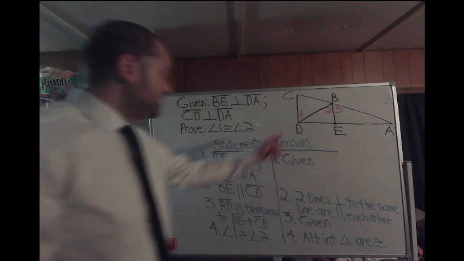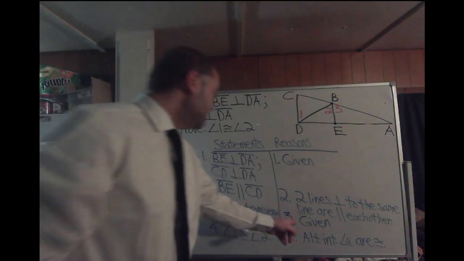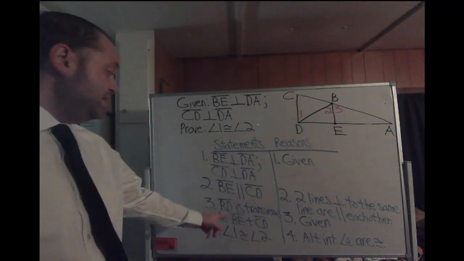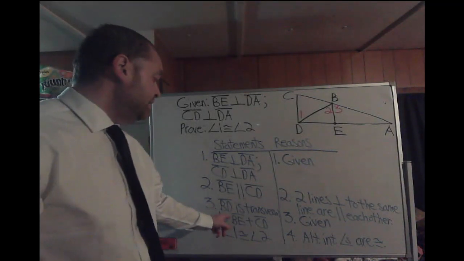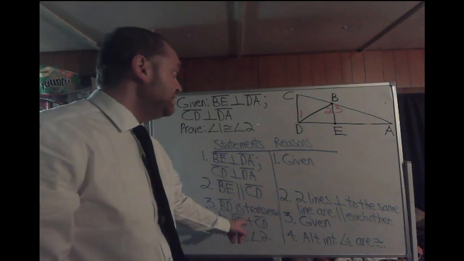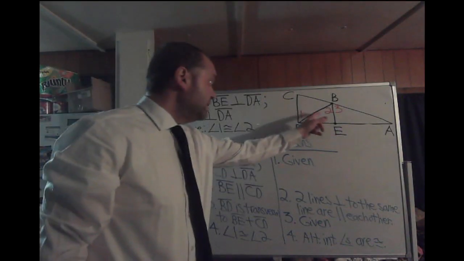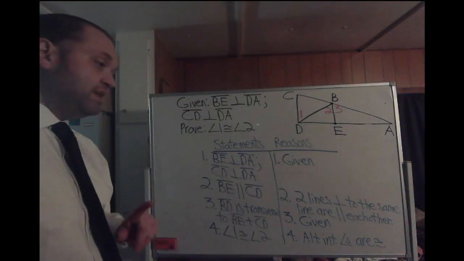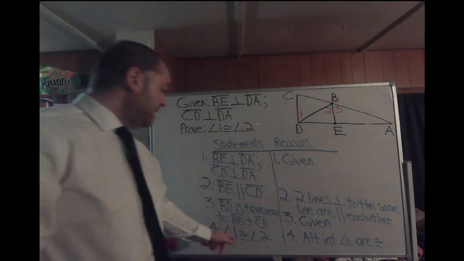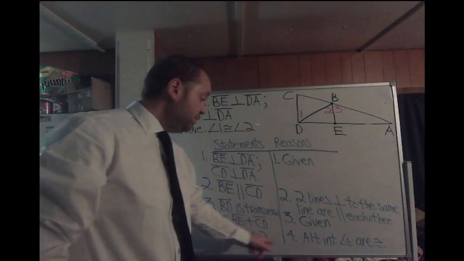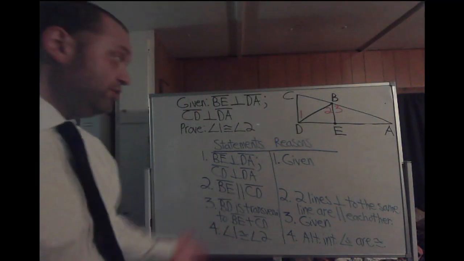And then based on the diagram, which would count as given information, line segment BD is transversal to line segments BE and CD. Which then, we know that angles 1 and 2 are alternate interior angles, meaning that angle 1 is congruent to angle 2 by alternate interior angles are congruent.